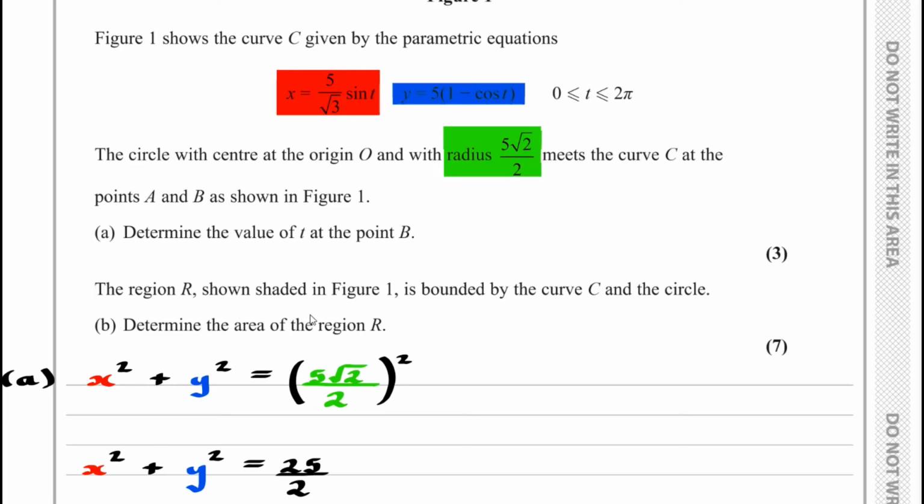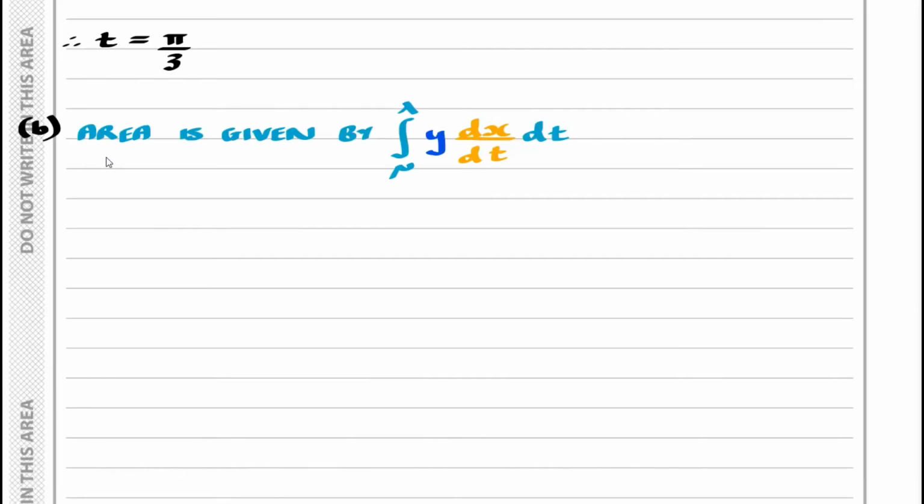The region R, shown shaded in figure 1, is bounded by the curve C and the circle. We have to determine the area of the region R. The parametric area is given by the integral from mu to lambda of y multiplied by dx over dt multiplied by dt. Dx over dt is equal to 5 over root 3 cos t.